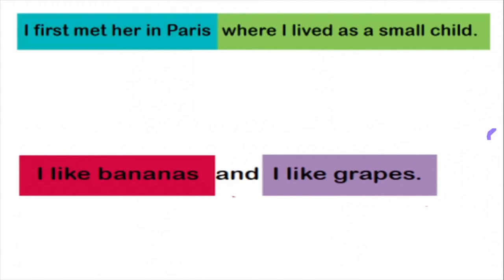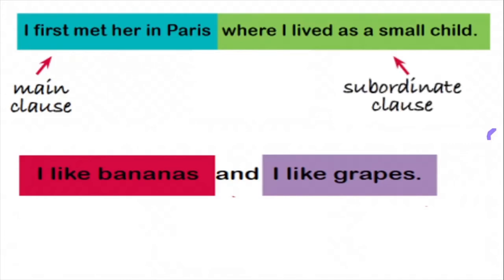What about the second part, the part marked in green? Where I lived as a small child. That is somewhat incomplete, isn't it? It is not leading you to any concrete idea. So, I first met her in Paris is the main clause. And where I lived as a small child is the subordinate clause. So, here we have a sentence with a main clause and a subordinate clause. And it must be clear to you what the idea of a main clause is.